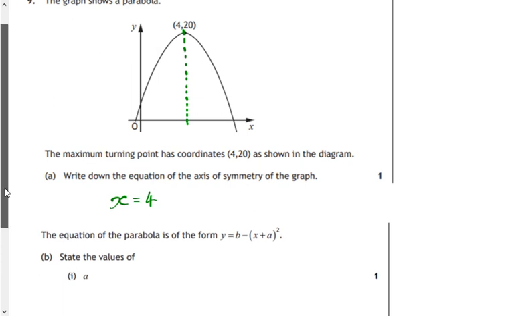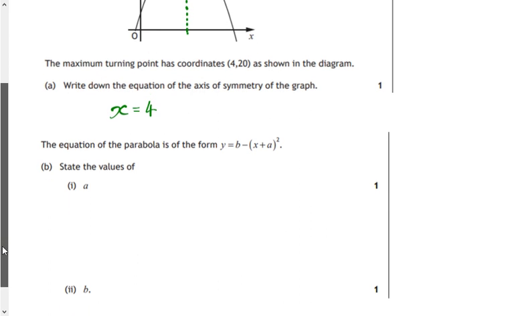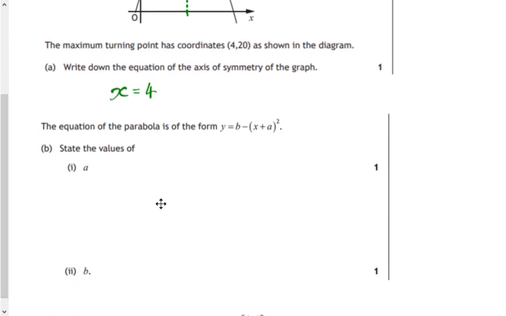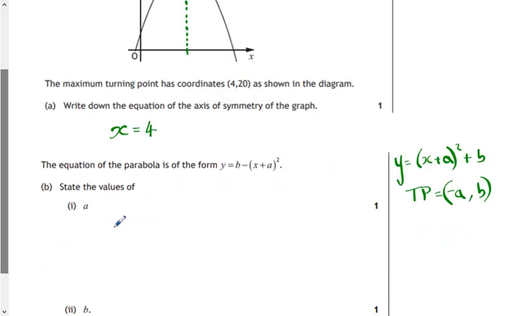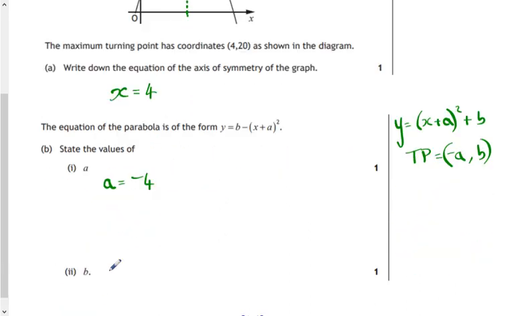Okay, the equation of the parabola is of the form y equals b minus (x plus a) all squared. State the values of a and b. Well, typically, if we had a completed square parabola, that would be y equals (x plus a) squared plus b, and our turning point would be at (negative a, b). So with that in mind, we're going to take that 4 and say a equals negative 4, and b equals 20.